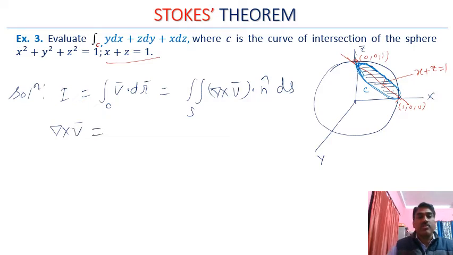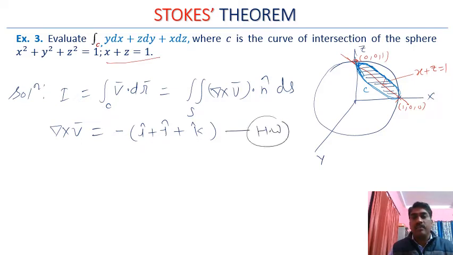So what is del cross V? Minus i plus j plus k. I am writing directly because I hope that you know how to find curl. So you will find this, and again this is a practice part for you. Then we will need to find this n cap. So I have already told you that we are considering this surface bounded by this green curve, the plane bounded by this green circle. So we will find the normal to this circular plane.